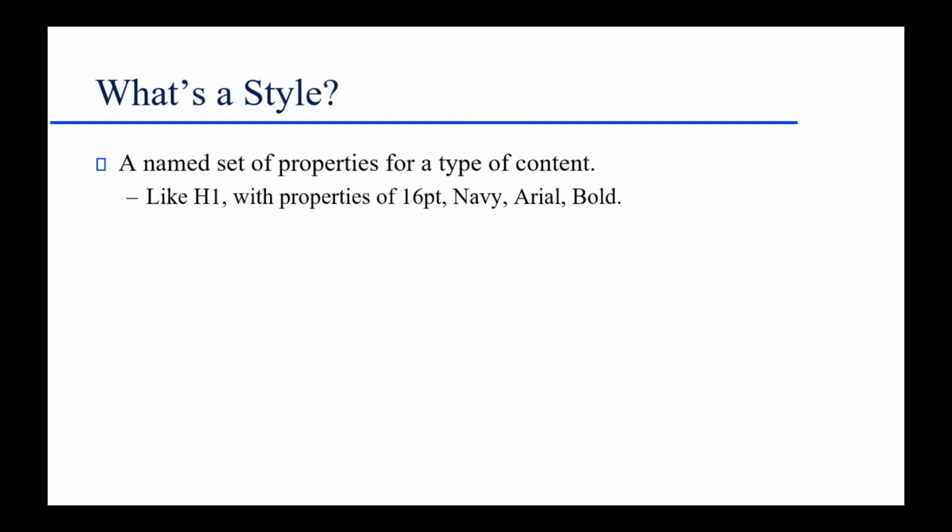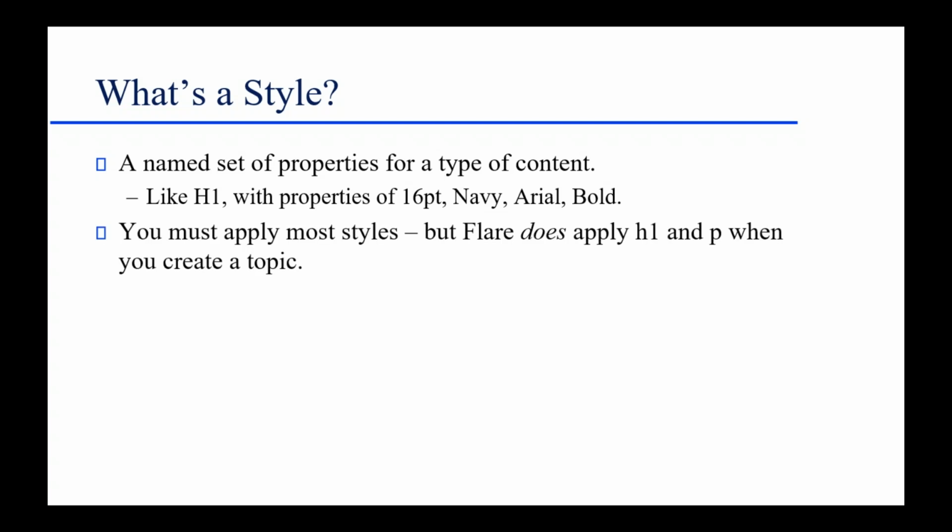And a style, as I say here, is a named set of properties for a type of content. So in other words, your first level headings, well, the name is H1, and the set of properties are 16-point, navy, Arial, bold. So now I don't have to specify individually that my title text is 16-point, navy, Arial, then bold. I just designate it as H1, and all those properties get applied in one shot.